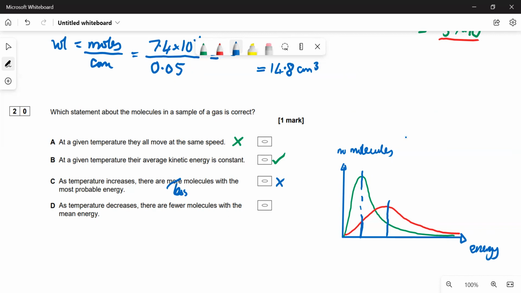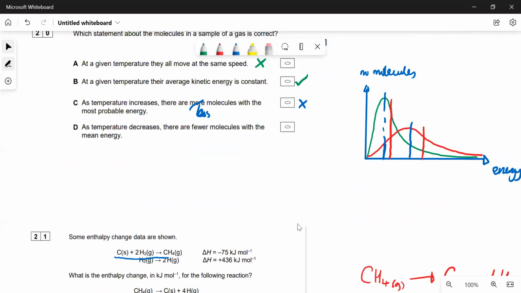Right, and let's see D. As temperature increases, there are fewer molecules with the mean energy. Now, the mean energy, these are different colors, kind of messy, but the mean energy isn't quite the same as the most probable energy because the curve is asymmetrical. The mean energy is probably about there, that's for the green line, and for the red line, it's probably about there. And you can see that also decreases at higher temperature because the height of the red curve is lower. So B is our answer there. That's quite an unusual question, that one, the Boltzmann curve.